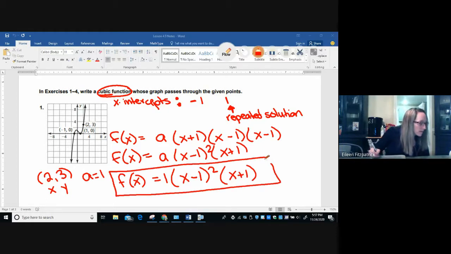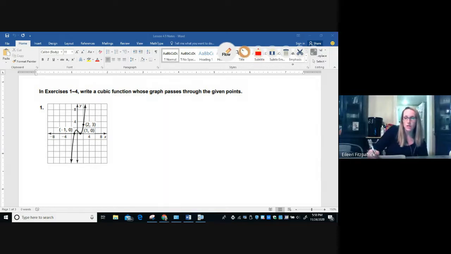Now it does ask for, oh, it doesn't specify. I didn't know if they wanted it in factored form, or it does say cubic function. So if you wanted to multiply it all out to show that it is x cubed, in standard form, you could, but it's not necessary. You can just leave it in factored form. All right, so that's that first problem. Let's try another one.